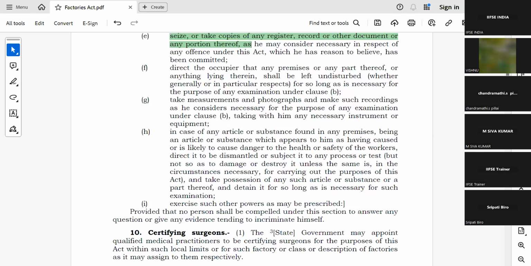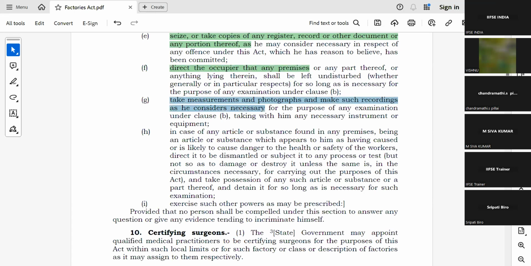Direct the occupier that any premises or any part thereof, or anything lying therein, shall be left undisturbed, whether generally or in particular respects, for so long as is necessary for the purpose of any examination. They can direct, in the sense they can instruct the occupier of any premises, that anything lying therein shall be undisturbed, generally or in particular respects, as long as it is necessary, and take measurements and also photographs of such surroundings if at all they feel it is not meeting the requirement.